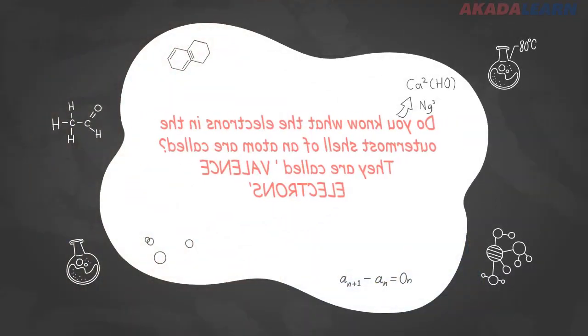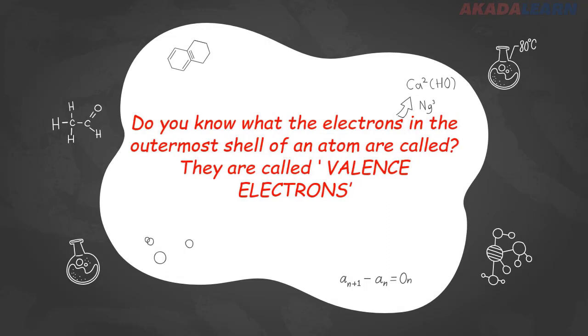But before we proceed, I would like to just tickle your fancy a bit. Do you know what the electrons in the outermost shell of an atom are called? They are called valence electrons.